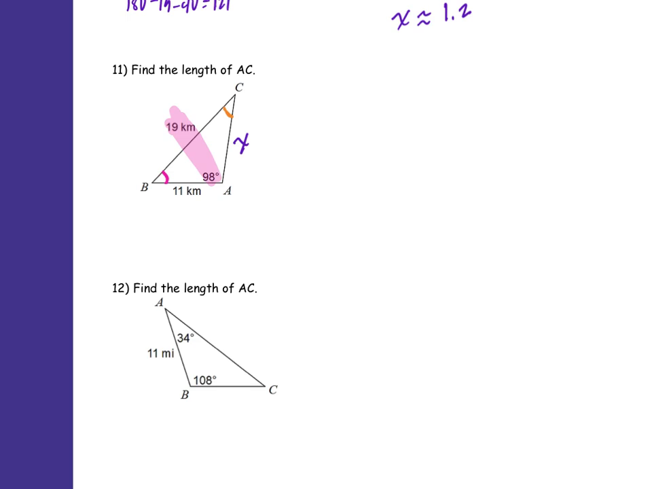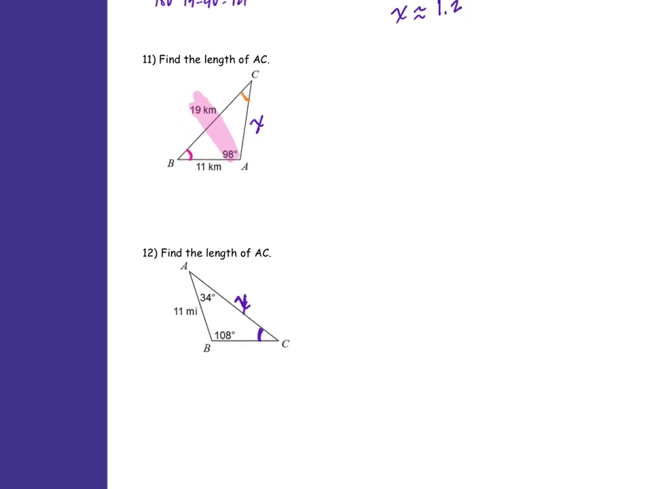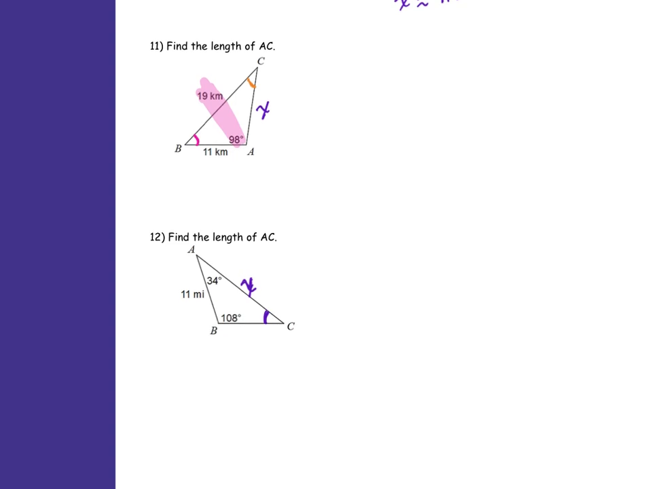And then on number 12, it says find the length of AC again. So AC is here. And I can find this angle because I know what it is. And then, right, 160, I know two of the three angles. So this one should be pretty straightforward once I find angle C. So I'm going to give you guys maybe 10 minutes.